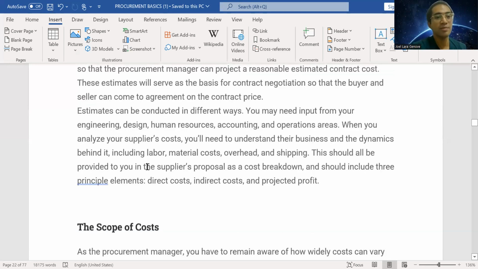Next, estimates can be conducted in different ways. You may need input from engineering design, human resources, accounting, and operation areas when you analyze suppliers' costs. You'll need to understand their business and the dynamics behind it, including labor, material costs, overhead, and shipping. This should all be provided to you in the supplier's proposal as a cost breakdown and should include the three principal elements: direct costs, indirect costs, and projected profit.